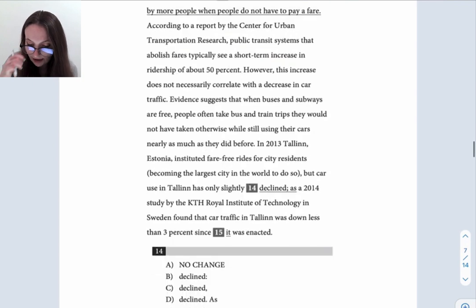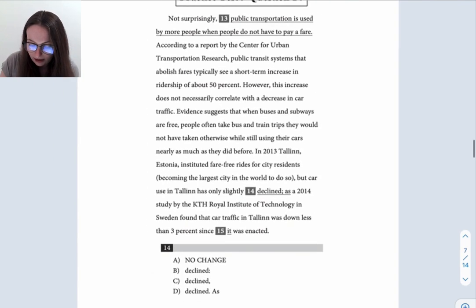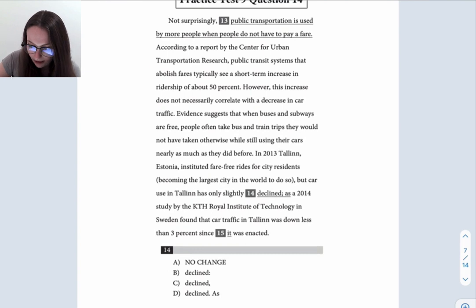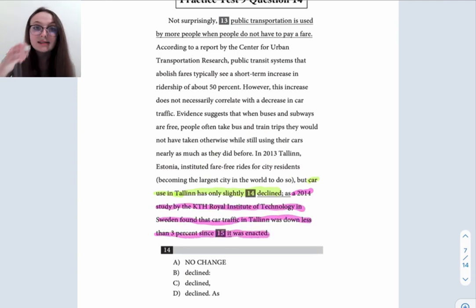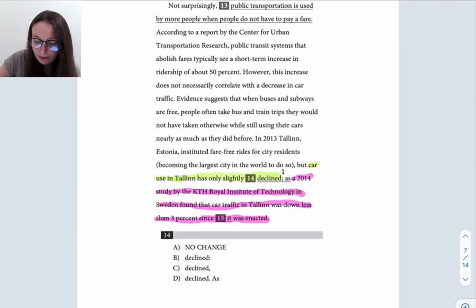And then we have question number 14. So it says right before car use in, I don't know how to pronounce this, car use in T has only slightly declined. And then in the next portion of the sentence, they proceed to provide the statistical evidence, the actual study that shows that car traffic was down less than 3% since this policy was enacted. So again, we said that a colon is the perfect piece of punctuation to use if we're going to follow what we just said up with some sort of statistical evidence. So we know then that choice B is the best answer here.